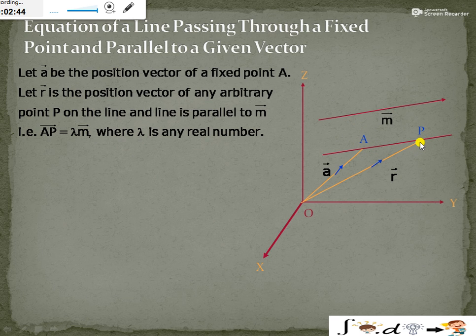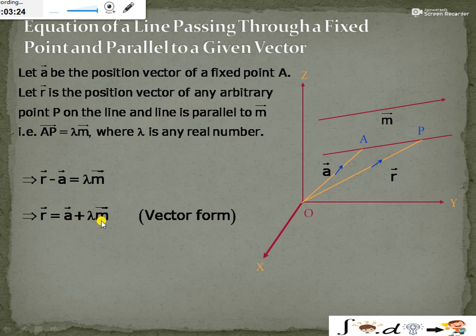AP vector means position vector of P minus position vector of A. That means we have R vector minus A vector is equal to lambda times M vector. That means we can write this as vector R is equal to vector A plus lambda times M vector. This is the vector form of the equation of a line. And what is A vector here? A vector is the fixed point, position vector of the fixed point.